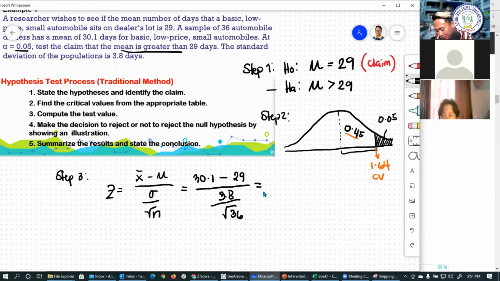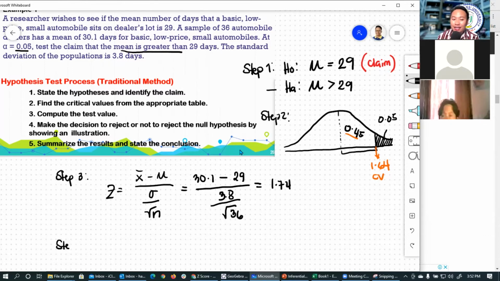Using your calculator. Let me know what's the answer. .17. I think EJ, you might want to double check. Okay, Jarek corrected it. So yeah, you're correct now, Jarek. It's 1.74. Very good, guys. So we are already done with step 3.